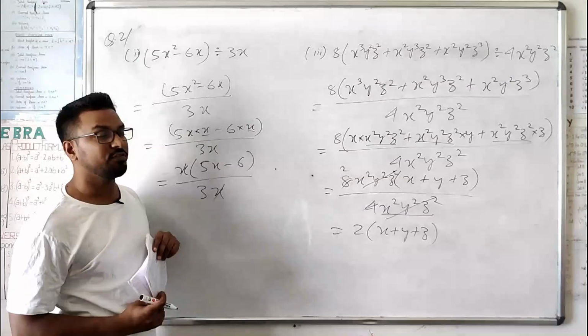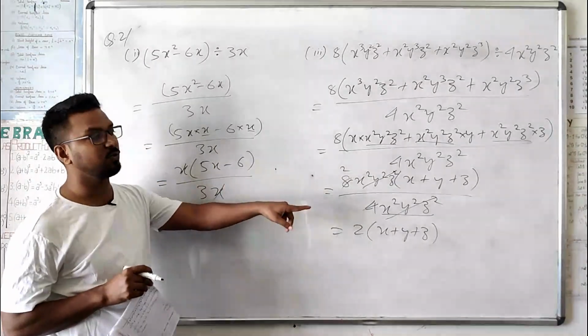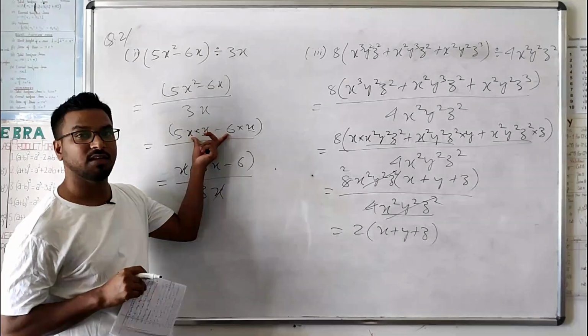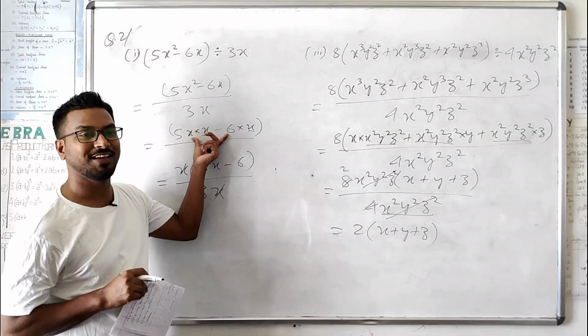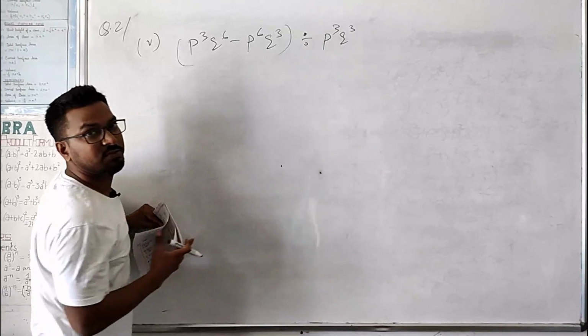Yeah, so you have to find the common factor, minimum common factor, and take it out, and then you can cancel with the monomial. Fine, but if it is within the bracket, you cannot cancel it. Okay, so our next question is given, you have to divide this polynomial by this monomial.